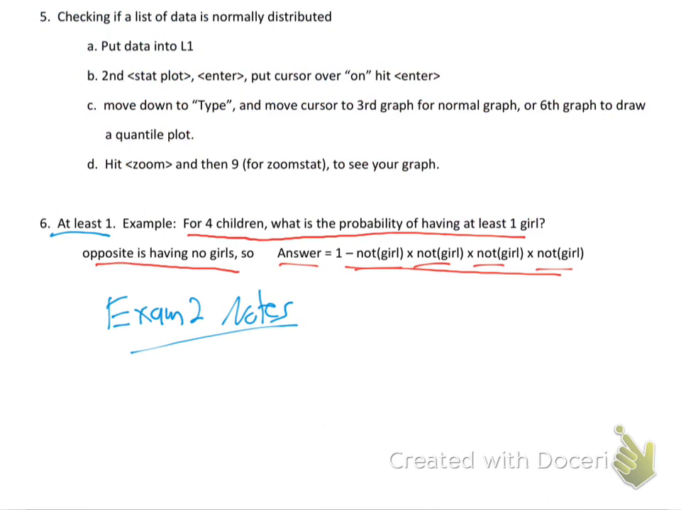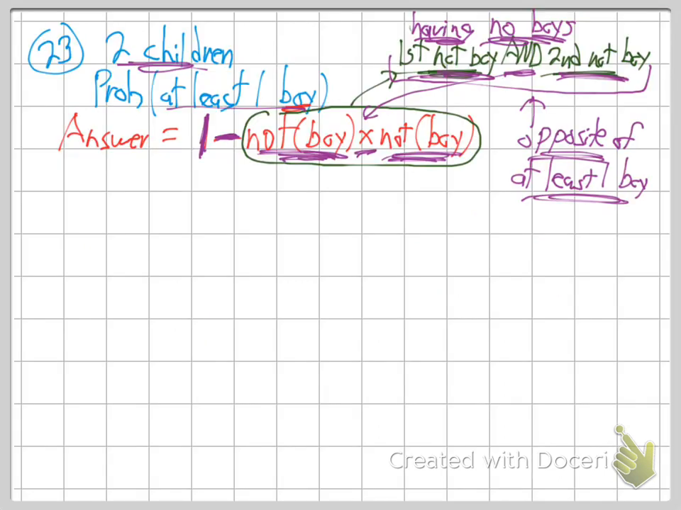You see on the example here we had 4 children, so we had 1, 2, 3, 4 nots multiplied, and they wanted at least one girl, so it was not girl, not girl, not girl, not girl, which is no girls. That's the opposite of having at least one girl, so then you take 1 minus it. So that's how you handle at least. You go 1 minus the opposite, which is not the boy, times not the boy, because times is and.